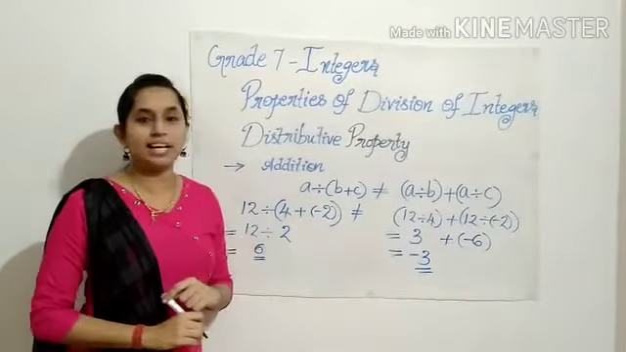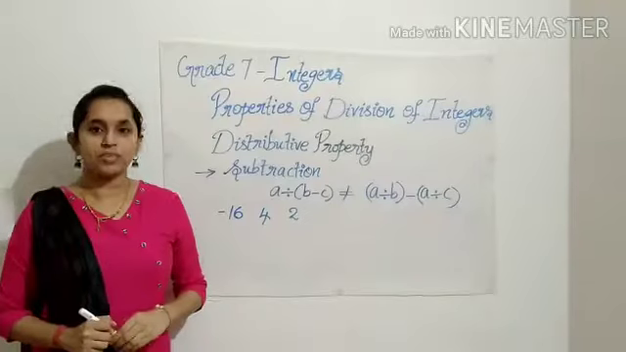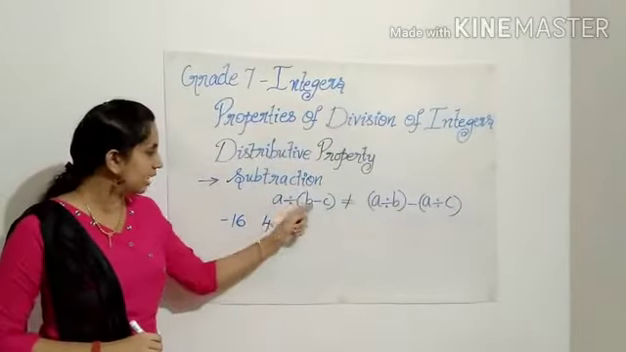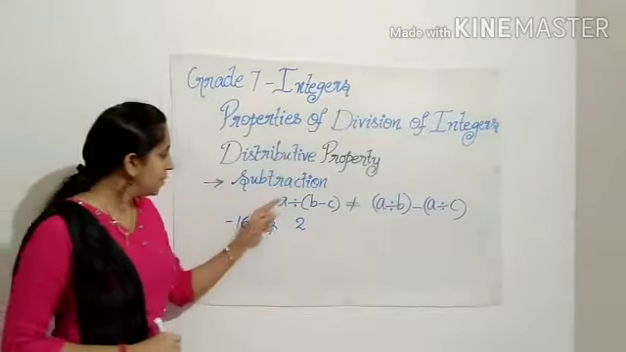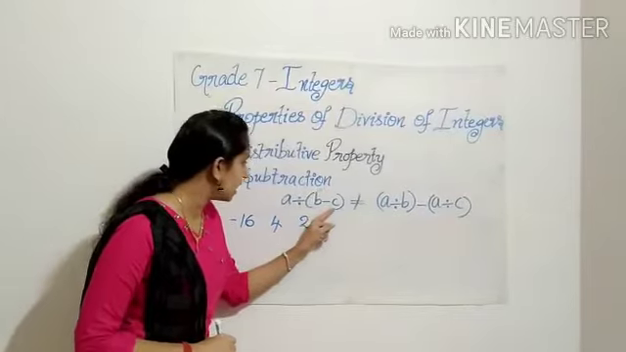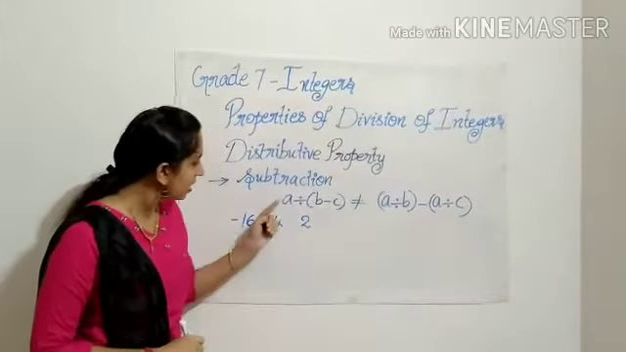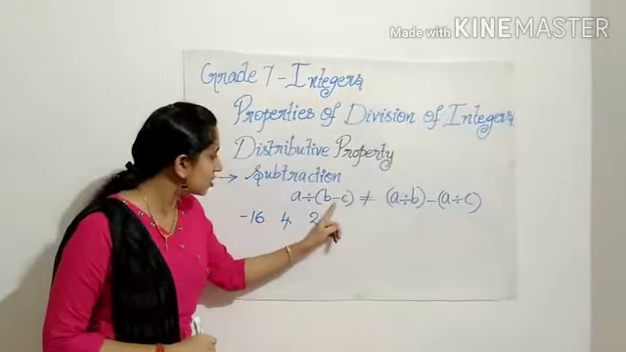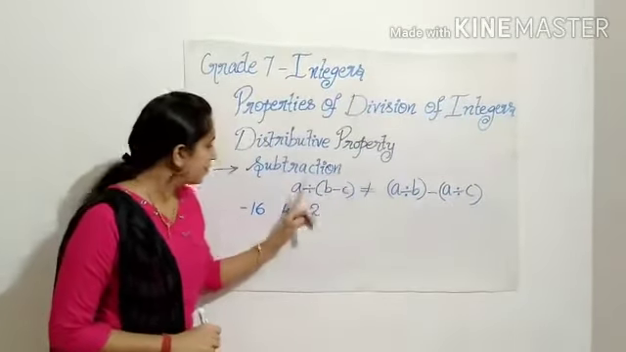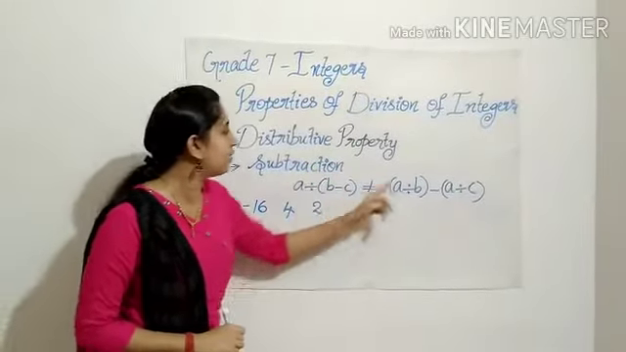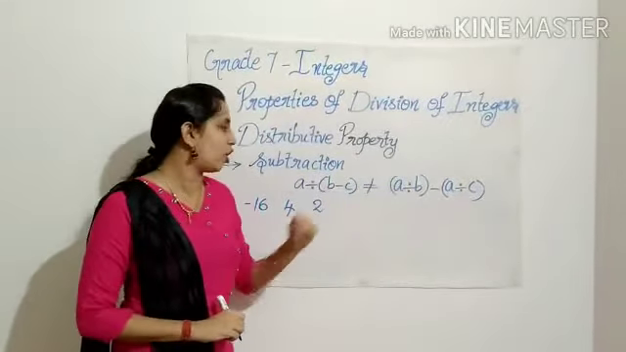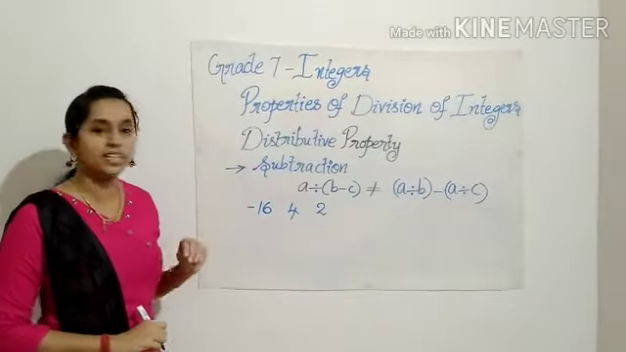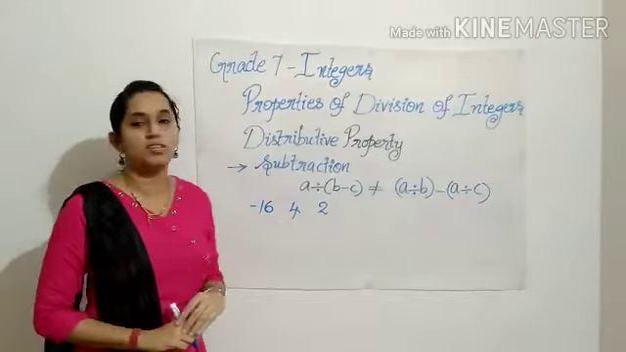The same way, let us check for subtraction also. To check the distribution of division over subtraction, I have taken three integers here, a, b and c. a divided by (b minus c) is the LHS, and on the RHS I have distributed a to b, that is a divided by b, the operation is subtraction as you can see here, and I have distributed a to c, that is a divided by c. I have written here they are not equal, let's check it. I have taken three integers here: negative 16, positive 4 and positive 2.